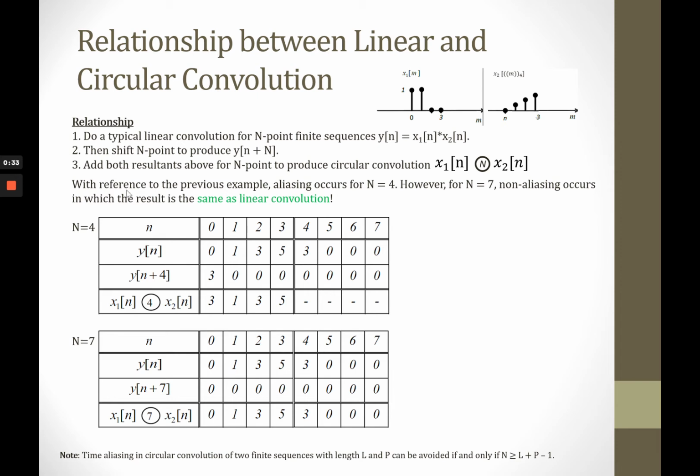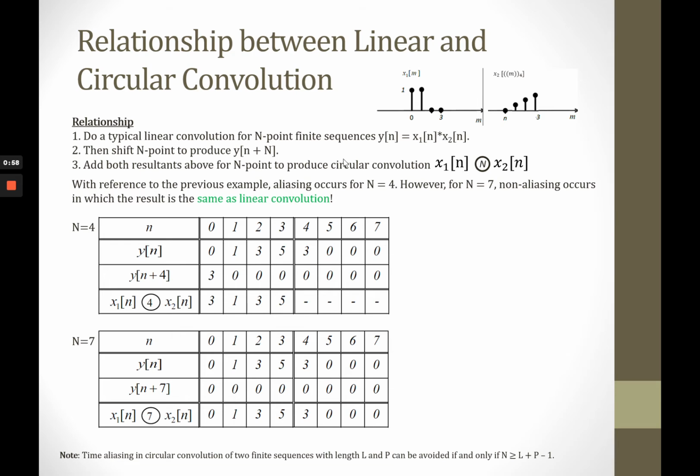we shift the endpoint to produce y[n+N]. We choose N equal to 4 or equal to 7, and we determine the value of this shifted y[n]. And the third step is to add both results for y[n] and y[n+N]. We add these two results to produce the result of circular convolution between these two signals.